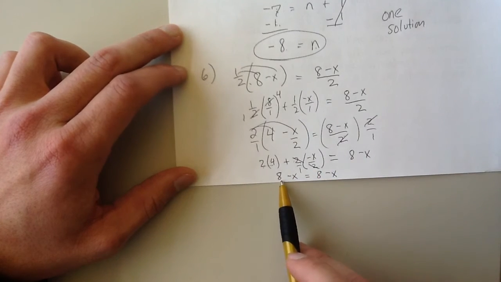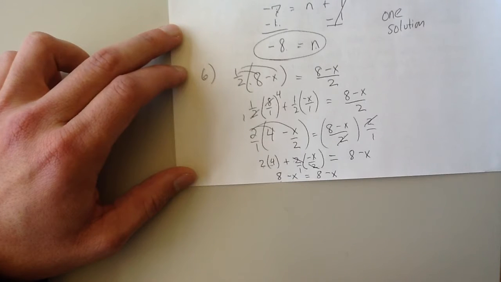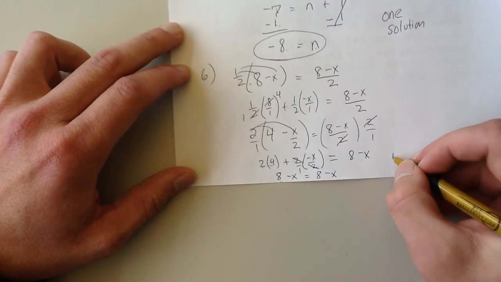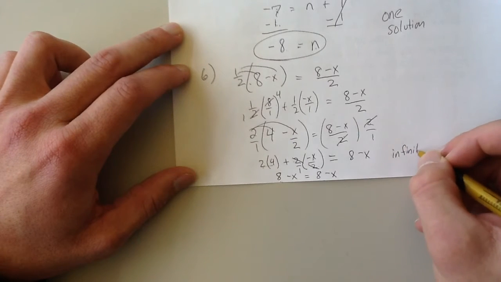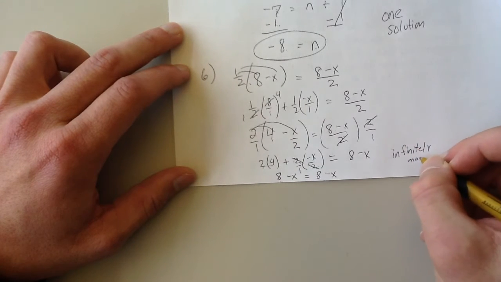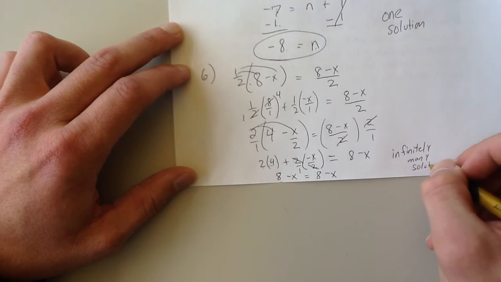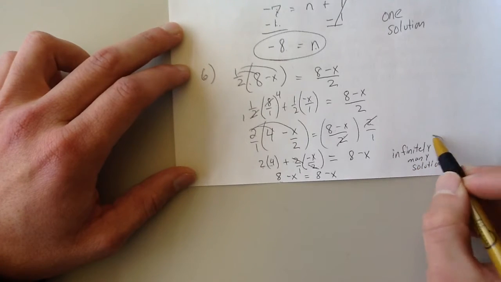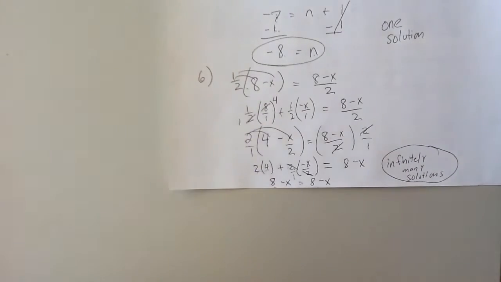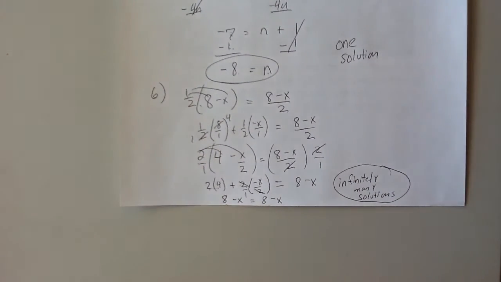I have 8 minus x on the left and 8 minus x on the right. So I have the same thing on both sides. That means I'm going to have infinitely many solutions, because no matter what value I put in for x, the left side is going to equal the right side. Infinitely many solutions for number 6.